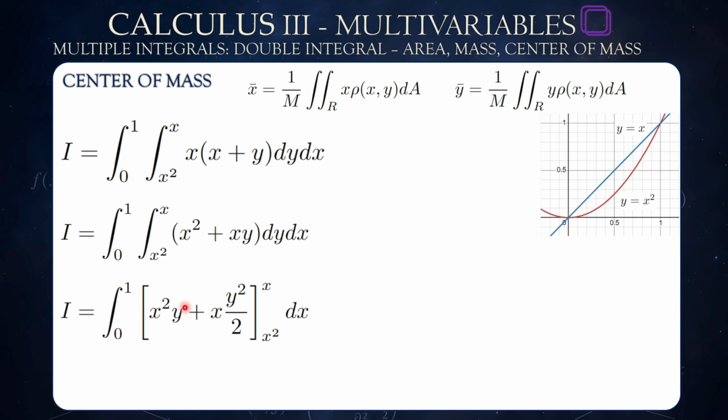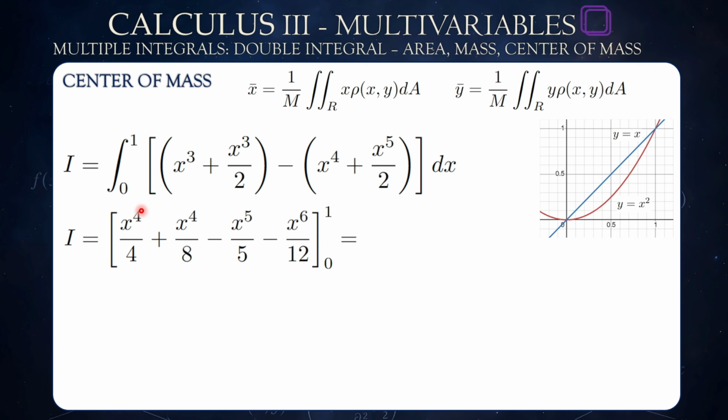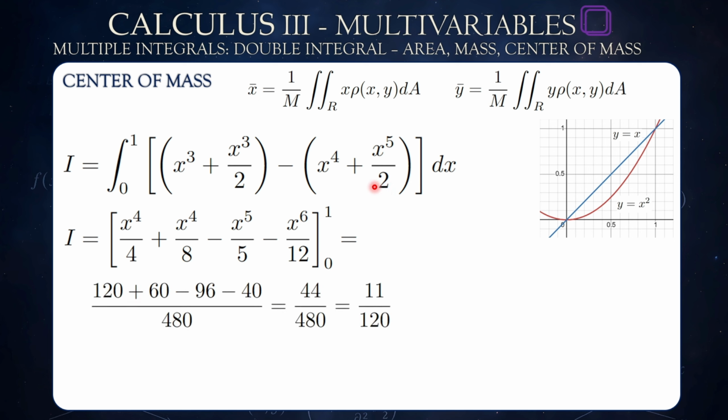equal to the integral from 0 to 1 of x squared y plus x y squared divided by 2, between x squared and x, which is equal to the integral from 0 to 1 of x cubed plus x cubed divided by 2, minus (x to the fourth plus x to the fifth divided by 2), equal to x to the fourth over 4 plus x to the fourth over 8 minus x to the fifth over 5 minus x to the sixth over 12, equal to 11 over 120.